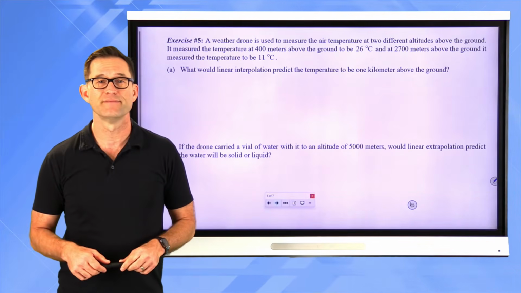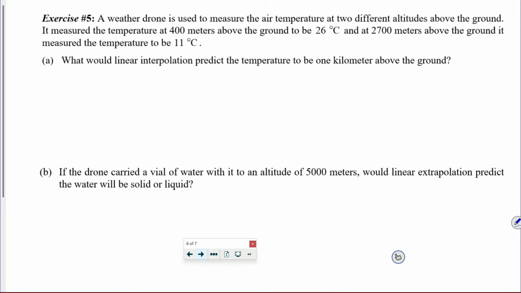Exercise number 5. A weather drone is used to measure the air temperature at 2 different altitudes above the ground. It measured the temperature at 400 meters above the ground to be 26 degrees Celsius, and at 2,700 meters above the ground, it measured the temperature to be 11 degrees Celsius. Letter A, what would linear interpolation predict the temperature to be 1 kilometer above the ground?